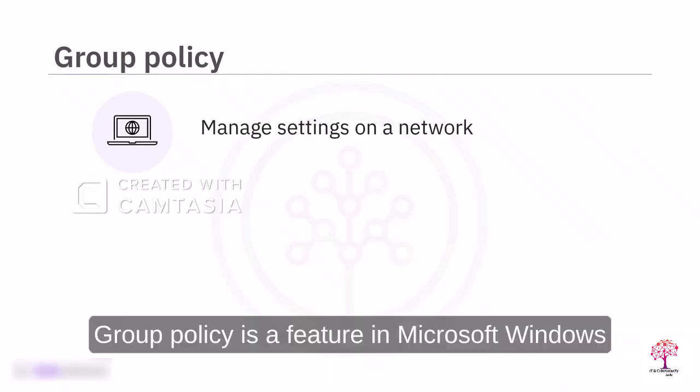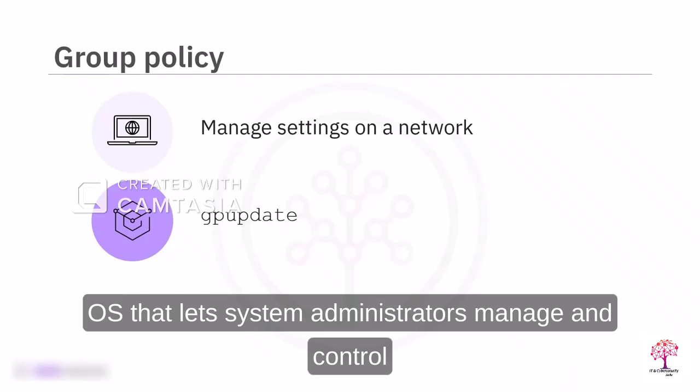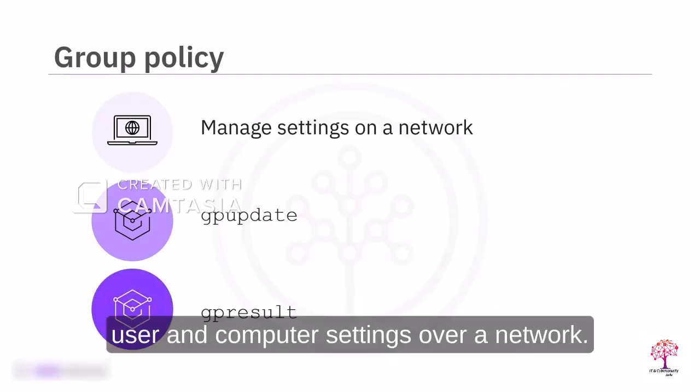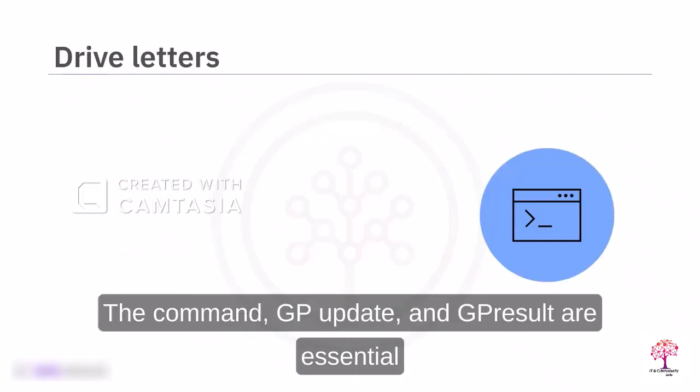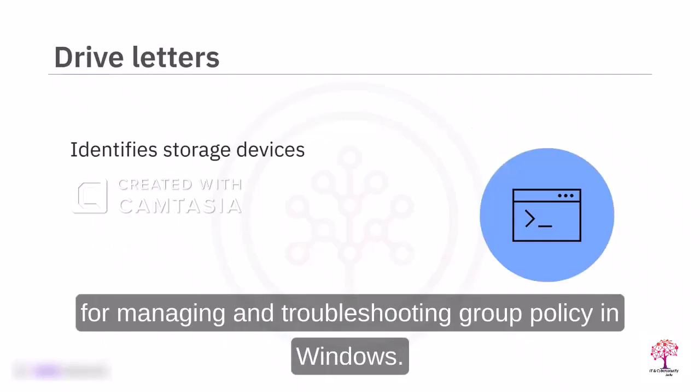Group policy is a feature in Microsoft Windows OS that lets system administrators manage and control user and computer settings over a network. The commands gpupdate and gpresult are essential for managing and troubleshooting group policy in Windows.